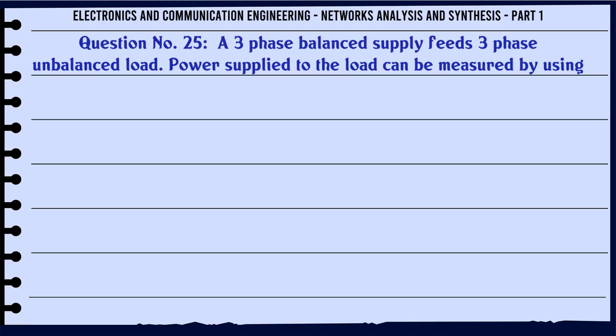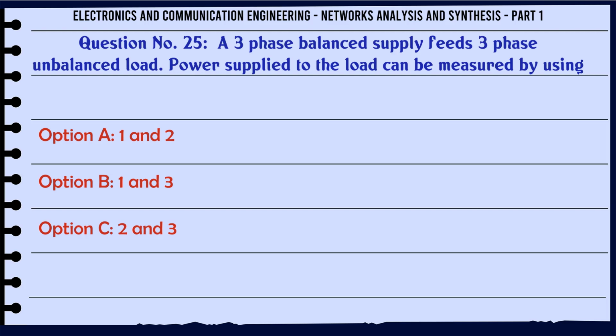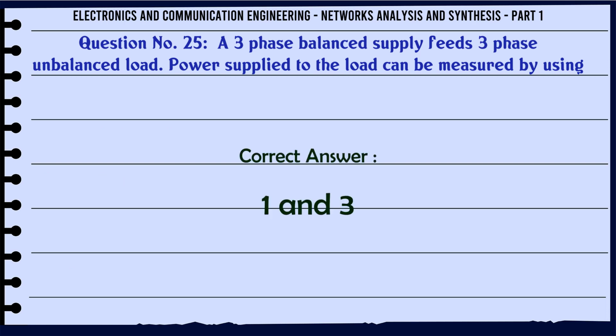A 3-phase balanced supply feeds a 3-phase unbalanced load. Power supplied to the load can be measured by using A. 1 and 2, B. 1 and 3, C. 2 and 3, D. 3 alone. The correct answer is 1 and 3.